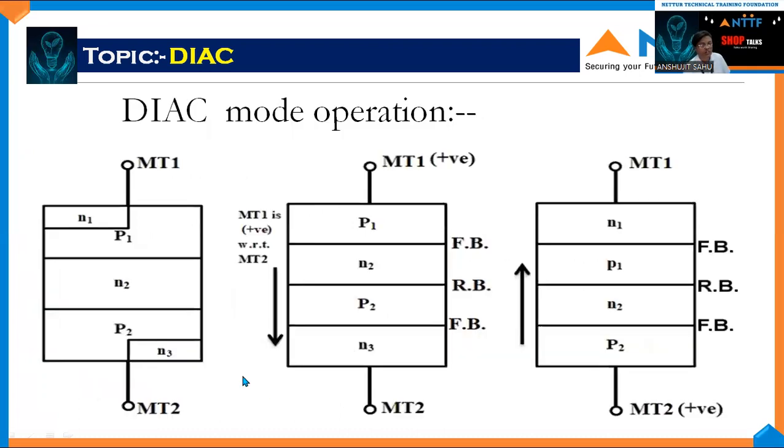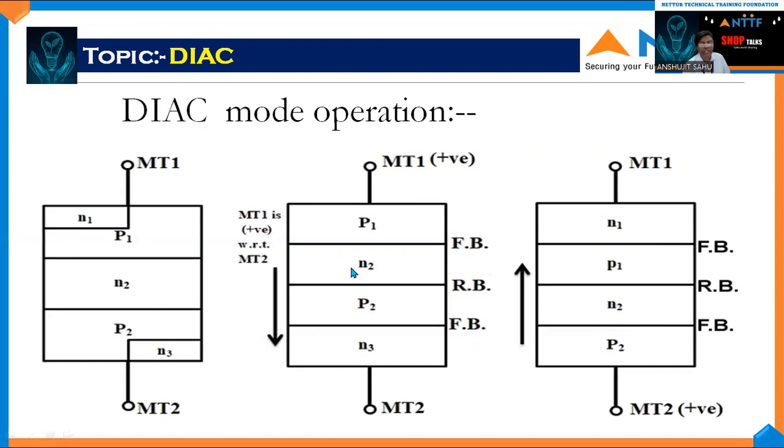Here in the construction of the DIAC, MT1 is more positive than MT2. At that time the N layer will not be activated because it is a negative layer. At that time from MT1 to P1 some leakage current will be formed. It acts as a forward bias condition. Then the N2 layer is not activated.